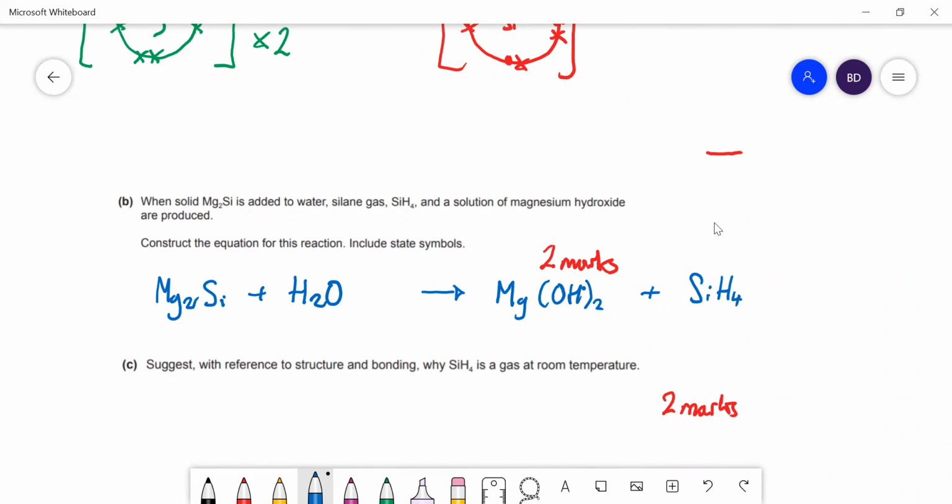Now we need to balance that. We are going to need 2. Let's think. We need to have 2 of those, don't we? So that means we need 4 oxygens, so we need 4 waters. And that will give us the right number of hydrogens on both sides of the equation. And we need state symbols: this is a solid, water is a liquid. Magnesium hydroxide is very insoluble, so that's going to be a solid. And silane, they tell us, is a gas.